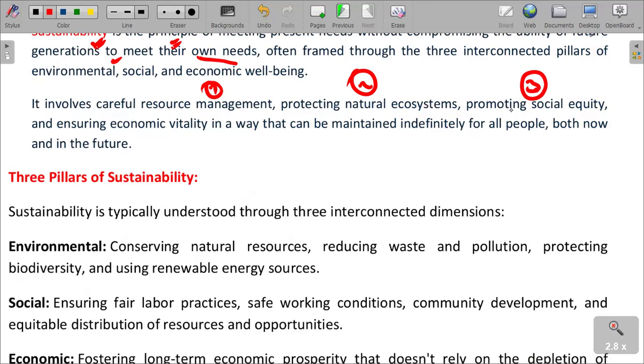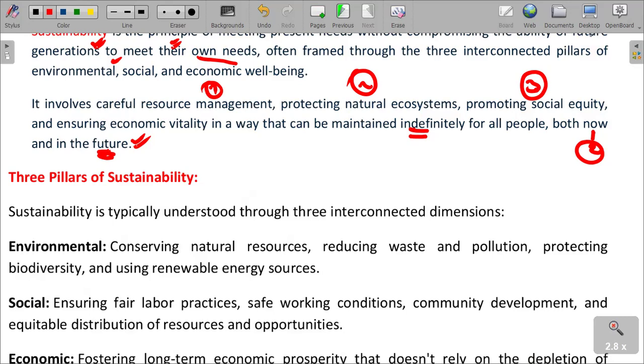Protecting natural ecosystems, we are talking about all the strategies and management techniques that people should use to ensure that the interdependence and the habitats of our ecosystems remain in shape, and ensuring economic vitality in a way that can be maintained indefinitely for all people, both now and in the future. We are saying indefinitely, forever. When looking into sustainability, we must ensure that there is no compromise of either of the generations of people that we need to look at.